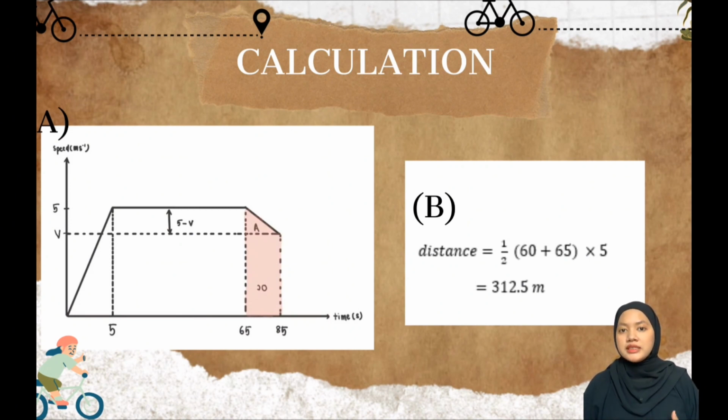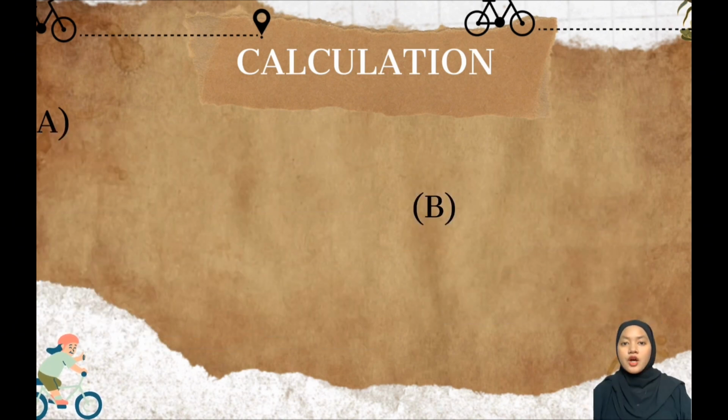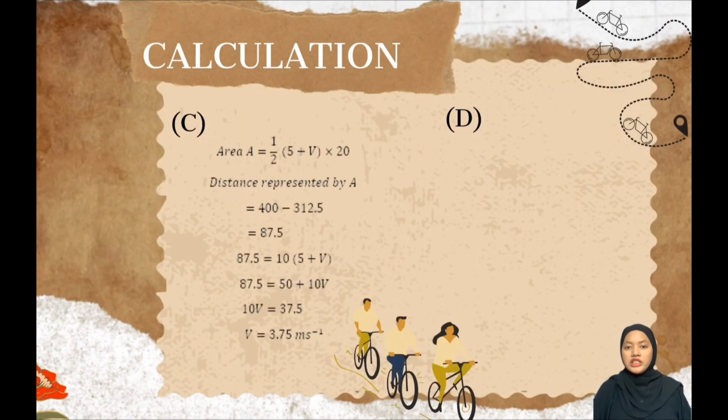The formula is distance equals 1/2 times (60 plus 65) times 5. So we get 312.5 meters. For question C, we need to calculate the v, which is the speed. We use the area of A, which is 1/2 times (5 plus v) times 20. Distance represented by A is 400 minus 312.5, we get 87.5.